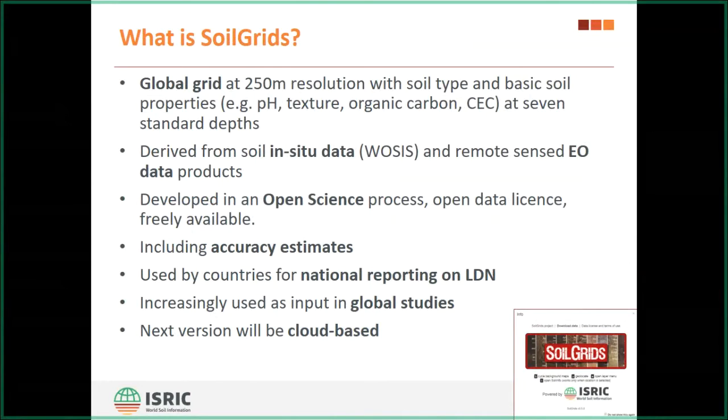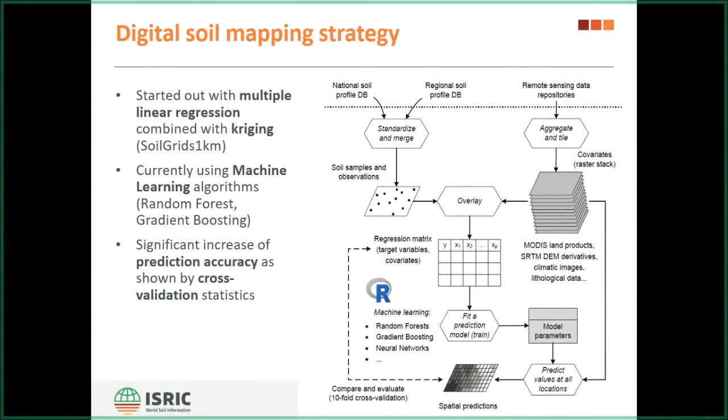The last bullet I changed yesterday evening because there was a lot of downloads. I thought, well, let me put here, the next version will be cloud-based, because that is the real future of what we're going to do, and the next version will be released this summer. So for that digital soil mapping strategy, we first started with multiple linear regression and kriging methods. But in the last 4 years, we've used machine learning algorithms like random forest and gradient boosting, and that has increased the predictions a lot, as shown by cross-validation statistics.